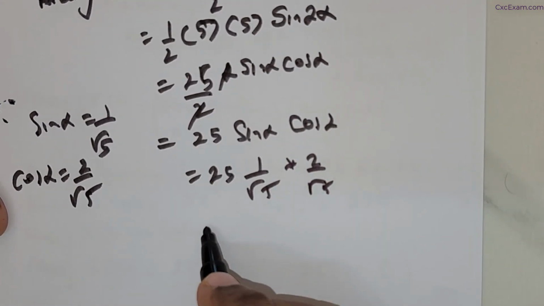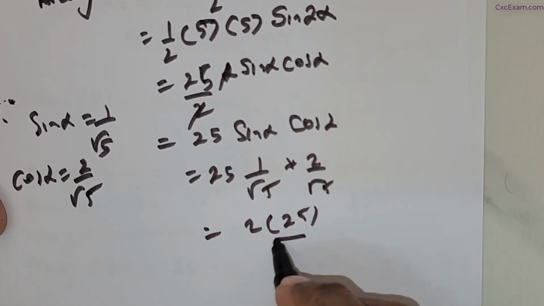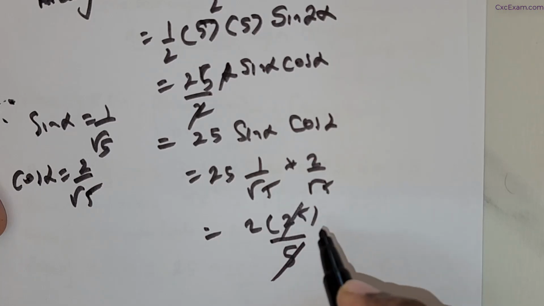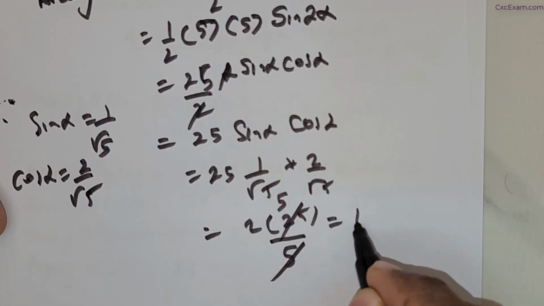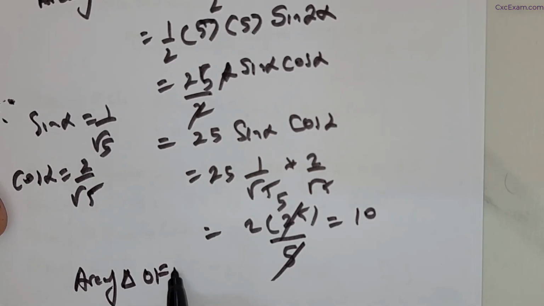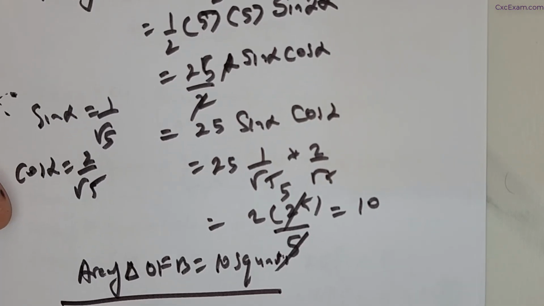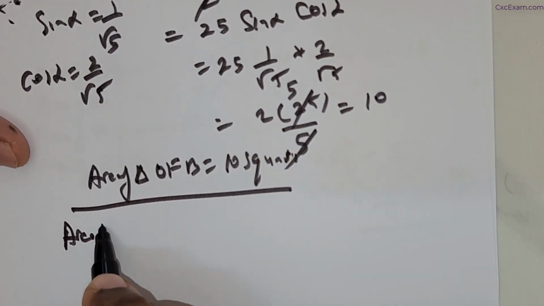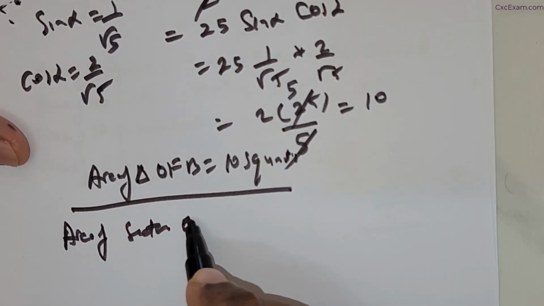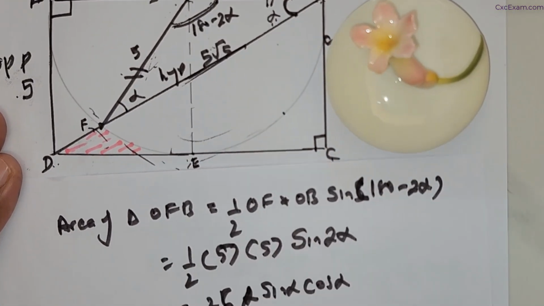So 1 over root 5 multiplied with 2 over root 5. This is going to be 2 times 25, and root 5 into root 5 will give me 5. 5 divides here 5 times, so I get 10. So the area of triangle OFB is 10 square units. Having got that, let me find the area of the sector OFEB.